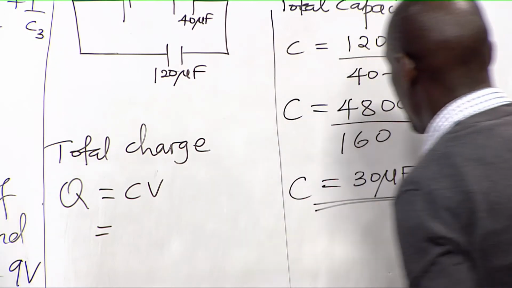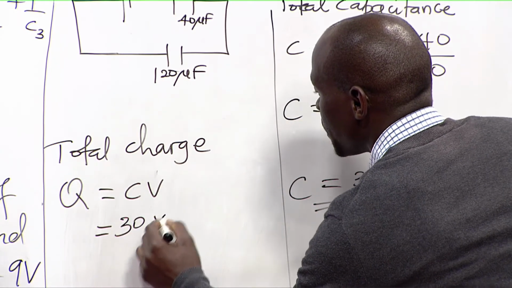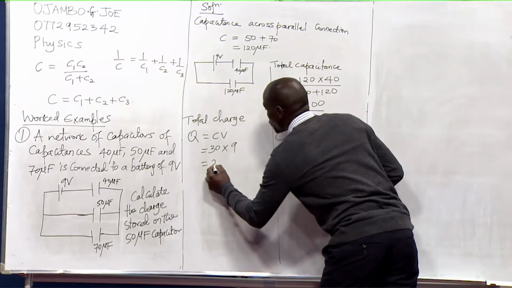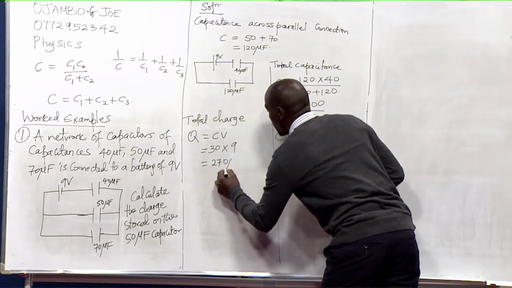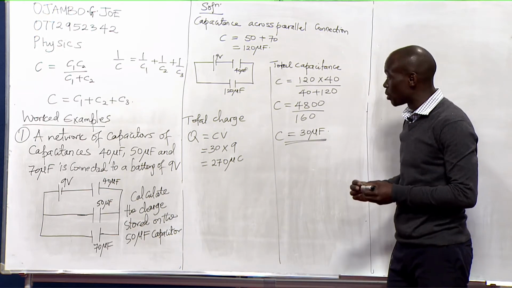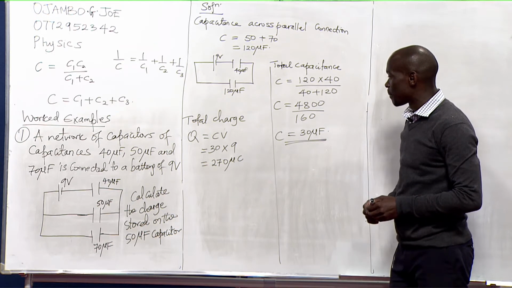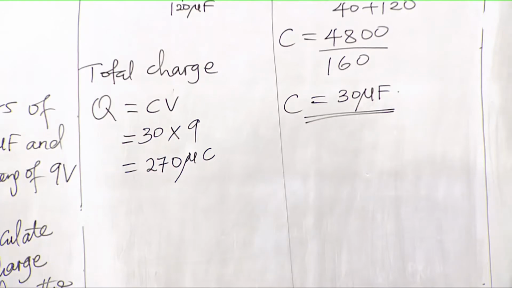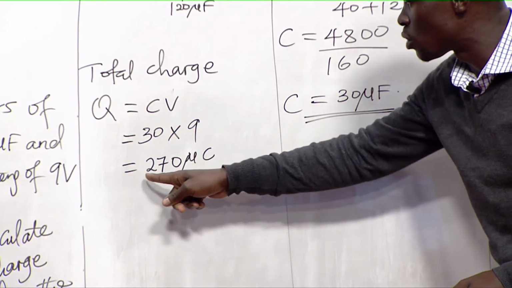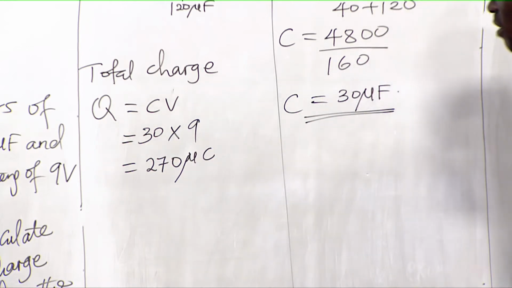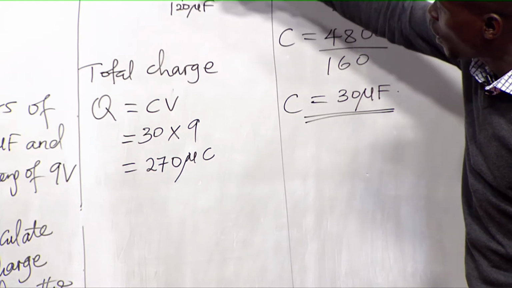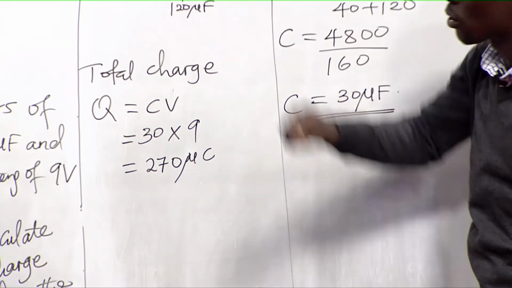When you substitute, total capacitance is 30 times PD, which is 9, giving us 270 microcoulombs. Since it's not the final answer, I can still work in microcoulombs. I can leave it there. 9 times 3 is 27, isn't it so? Then times 10, 27 times 10 will be the 270. Now, this is the total charge, which is here and here. So we can now go ahead and find the PD across the parallel connection.